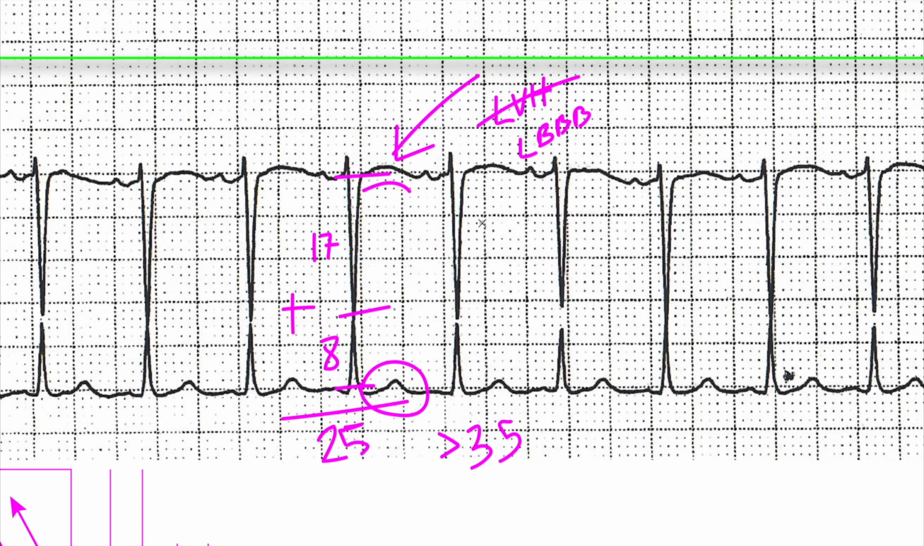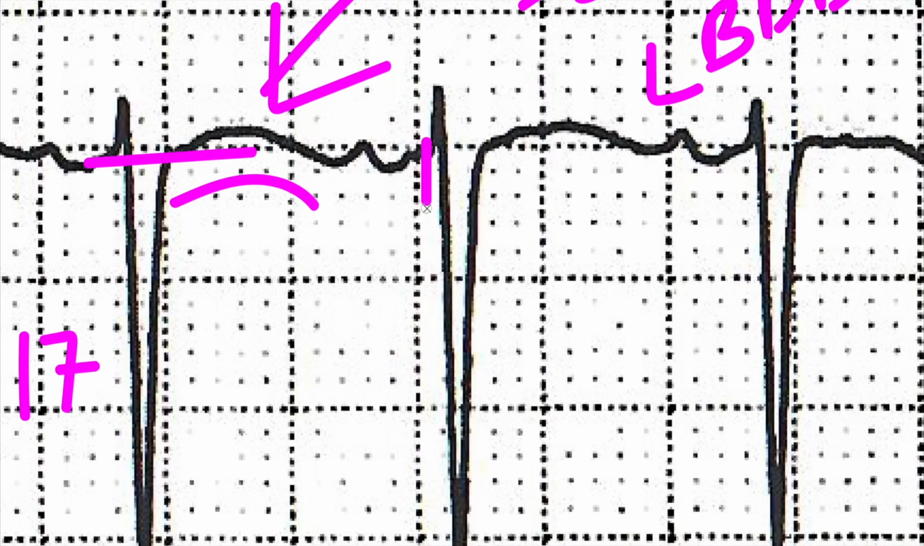Left bundle branch block, the QRS needs to be wide. It needs to be wider.